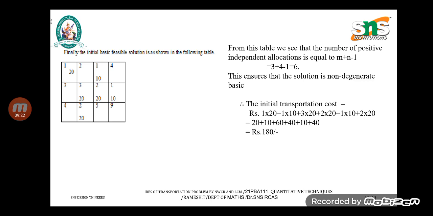So here the number of basic cells is 6, because m plus n minus 1 is 3 plus 4 minus 1, that is 6. So both are equal, therefore it is a non-degenerate solution. And what is the initial transportation cost? 1 into 20 plus 1 into 10 plus 3 into 20 plus 2 into 20 plus 1 into 10 plus 2 into 20, that is equal to 180.